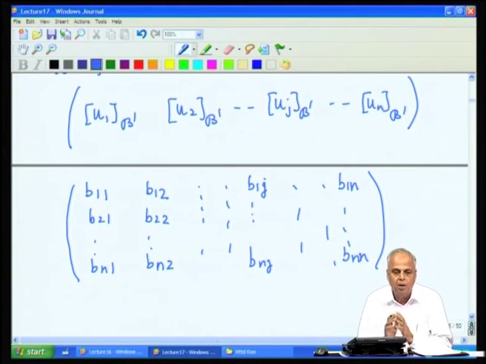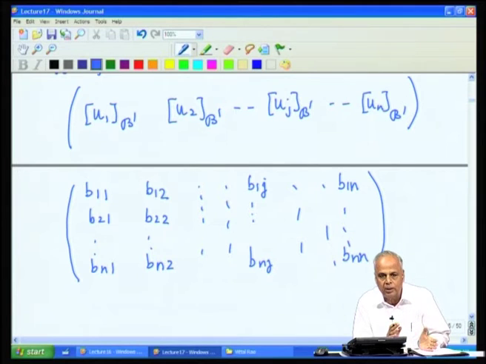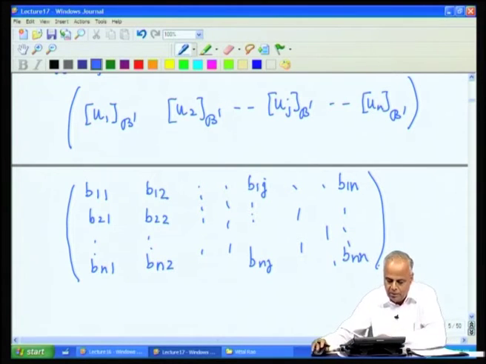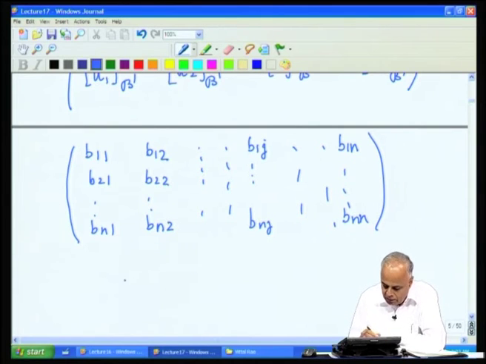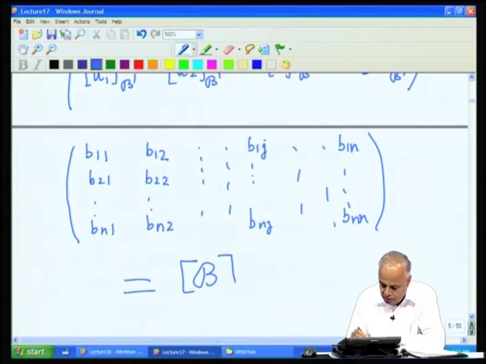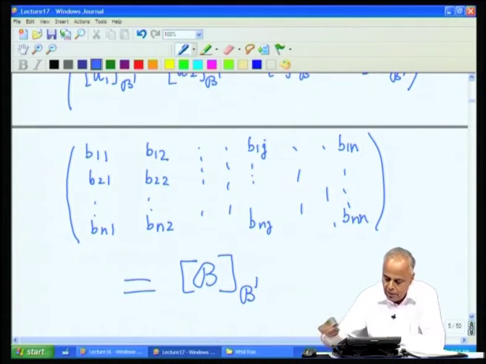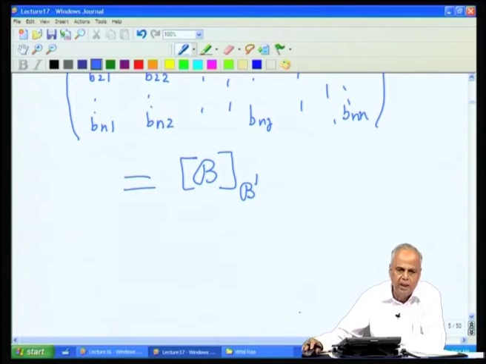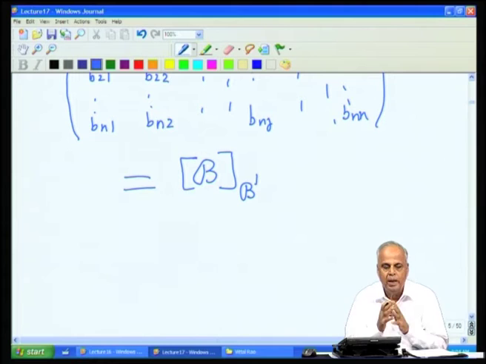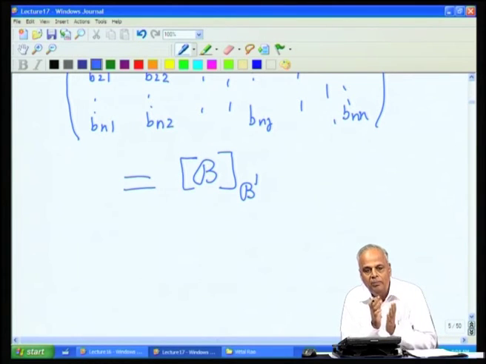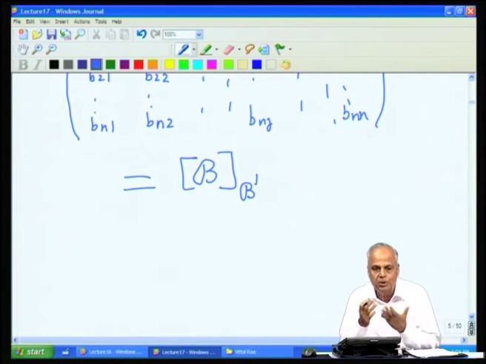These are all the components of the B basis vectors in terms of the B prime basis vectors. So, let us call this matrix the B basis vectors in terms of the B prime basis vectors. We will use the notation B sub B prime. So, it is a representation of the B basis in terms of the B prime basis. How does this help? At least this gives you a compact digitized version of the relationship of the B vectors in terms of the B prime vectors. This is what we were looking for.